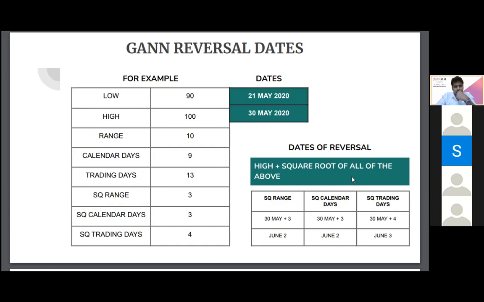And after this, we put this in the formula, which is date of high, 30th May, plus these square roots, which is 3. So 30th May plus 3 is June 2nd. This is the date, basically. So on June 2nd, the trend might reverse. As per calendar days, that is also June 2nd. And as per the trading days, it comes out to be June 3rd. Thank you.